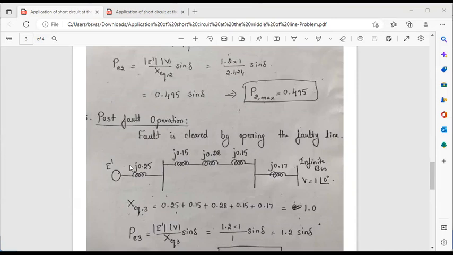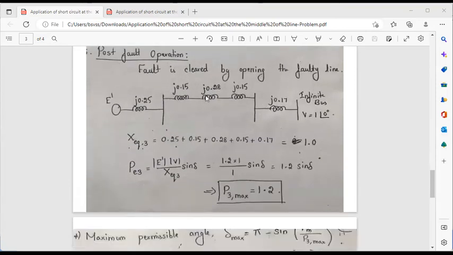So once the fault has occurred, we have to open the circuit breaker to clear the fault. Now this faulted line is in open circuit condition. So no need to represent the second line, that is the faulted line, during the post-fault condition. Now you will be having the reactances like this. All the reactances are connected in series. Now, if you add all the reactances, you can find the equivalent reactance. Therefore, PE3 is equal to E into V divided by X equivalent into sin del. So, if you calculate the value, it is 1.2 into sin del.